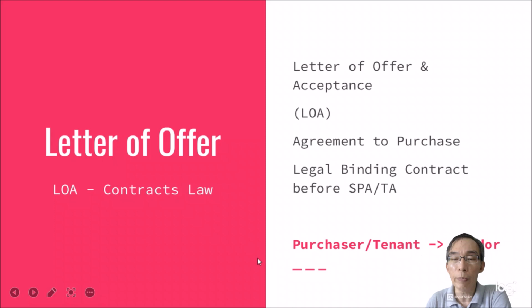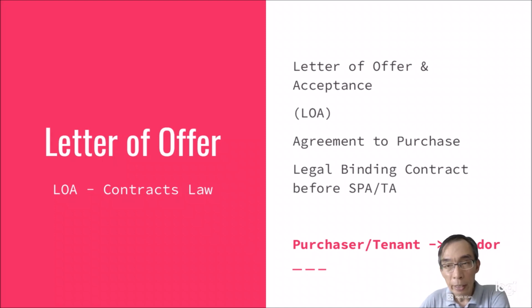Usually this is by the purchaser or the tenant, prospect tenant, sending it to the vendor. And a lot of the time, as you know, purchasers and tenants are not doing this all the time. They are relying on the agency company, agency firm. So this letter of offer and acceptance or the agreement to purchase usually is drafted by the agency agent and put to the purchaser or the tenant to sign.